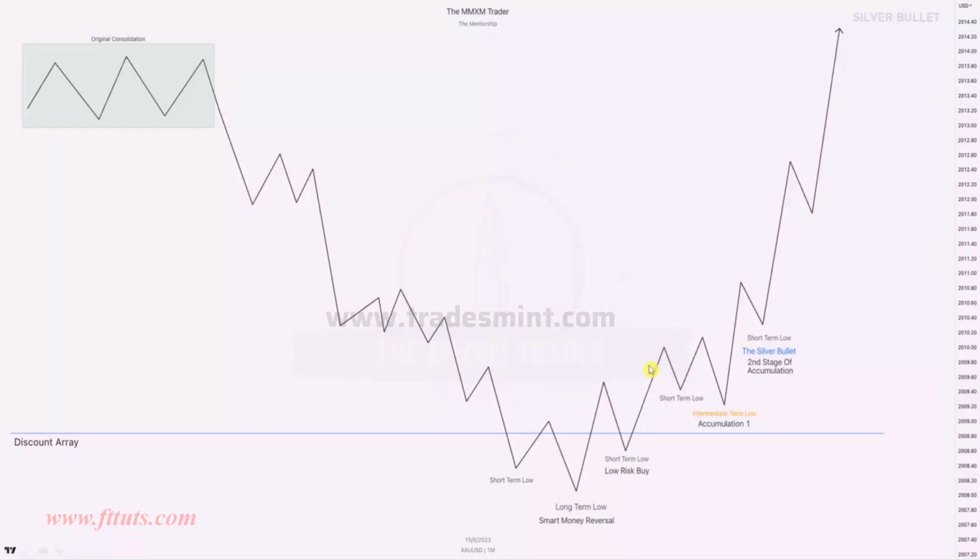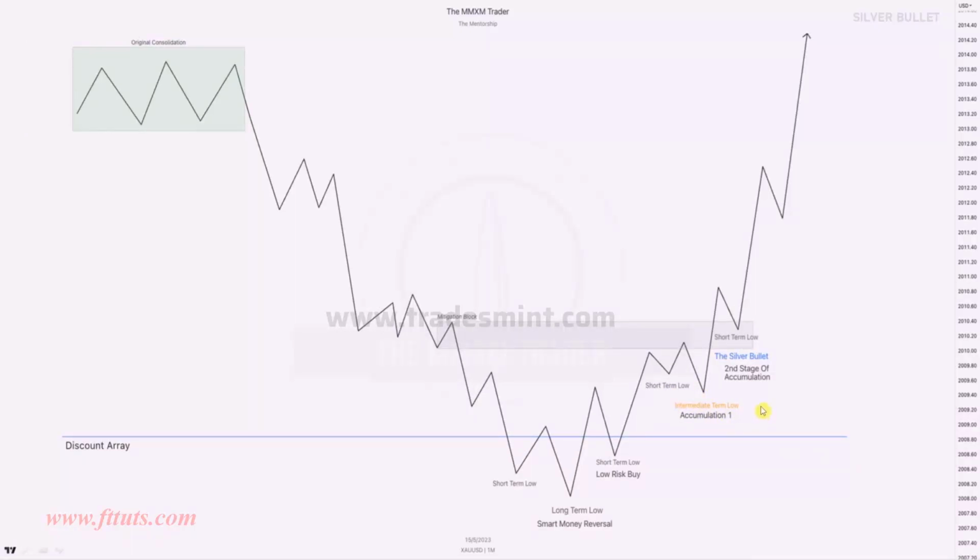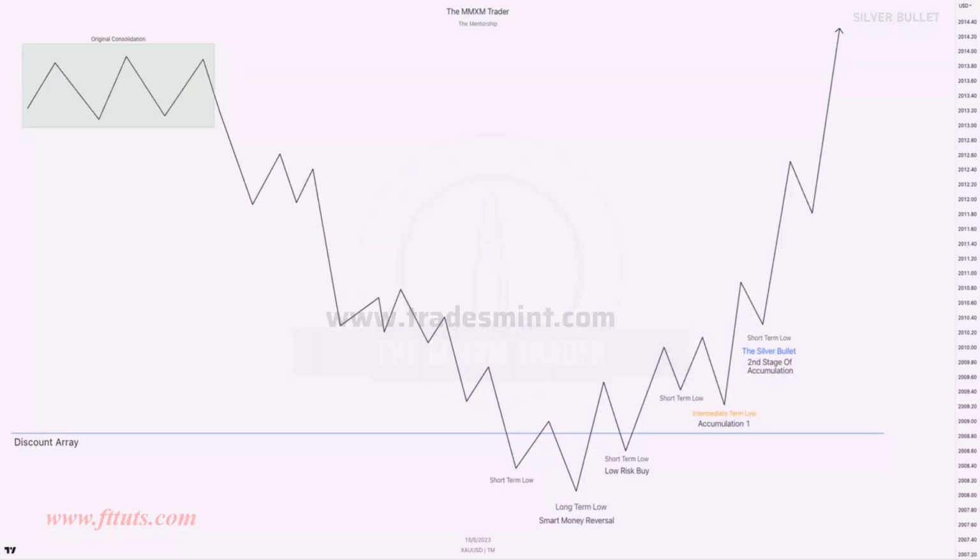Now once we start to break up further, there will be more short-term lows being formed in that whole range moving up, and we are waiting for that short-term low after the low risk buy to get raided, and then we form that intermediate term low. So we expect price not to exceed this intermediate term low once again. We call that a protected low. So in anticipation of that intermediate term low forming, we can see the second stage of distribution forms after we form that intermediate term low.